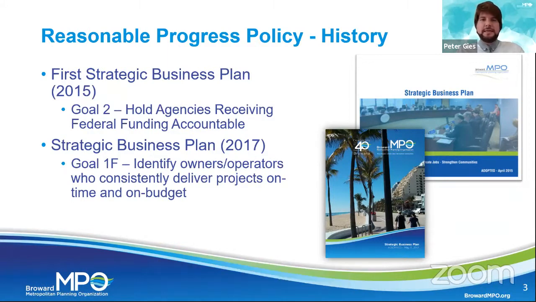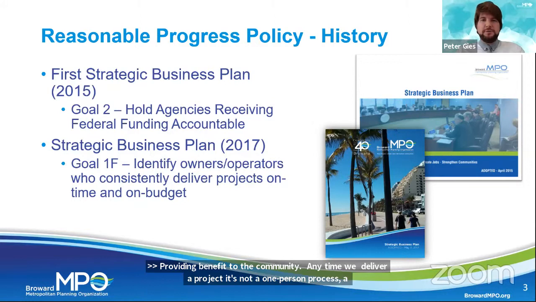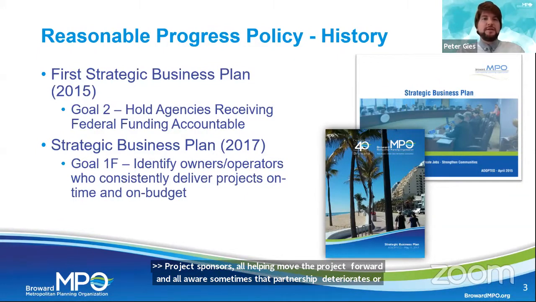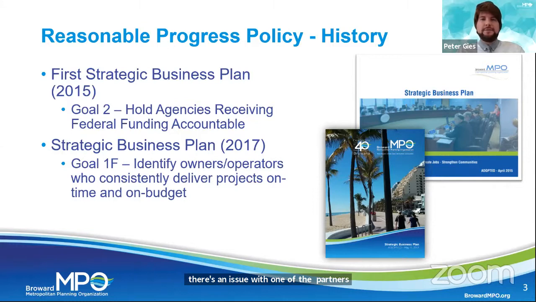And as you all know, anytime we deliver a project here at the MPO, it's not just a one-person process. This is typically a multiple partner process where we have implementers and project sponsors who are all helping to move the project forward. And we are all aware that sometimes that partnership deteriorates or there's an issue with one of the partners in moving the project forward. And sometimes we end up spending a lot of money on a project just for it to die. We want to be proactive here and make sure that we identify those issues early on, and we also know when to cut ties with a project.